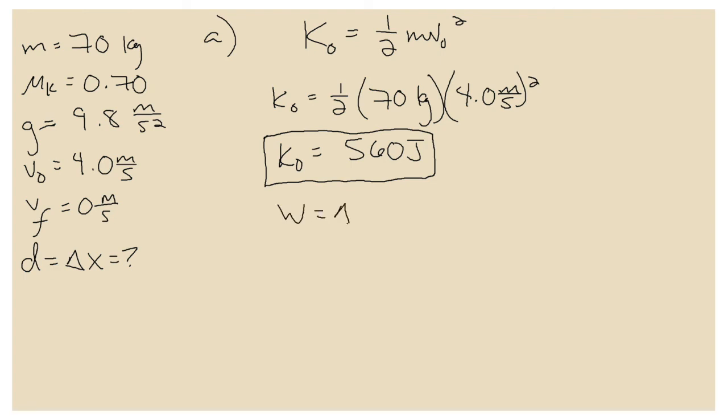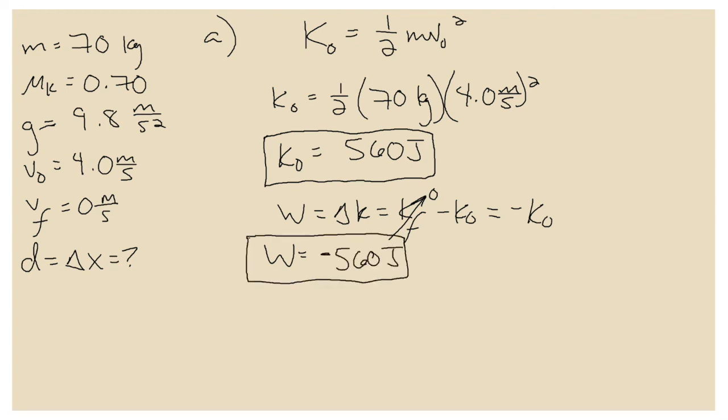And the work here is equal to delta K, which is K final minus K initial. And of course, because the final energy is 0, the work is just equal to the negative of the initial kinetic energy. And so that means the work here is negative 560 joules. And that's it for part A.